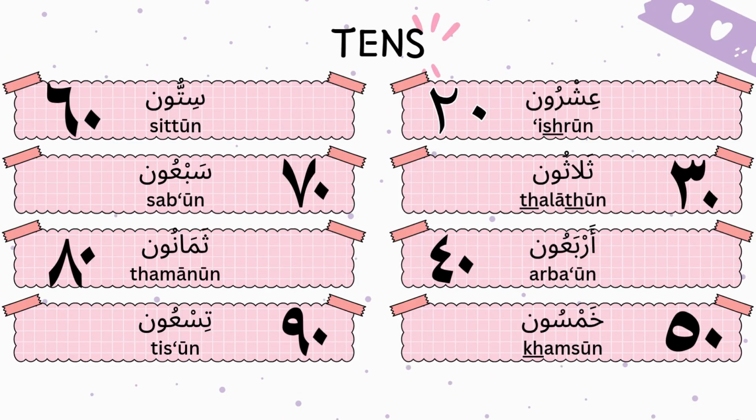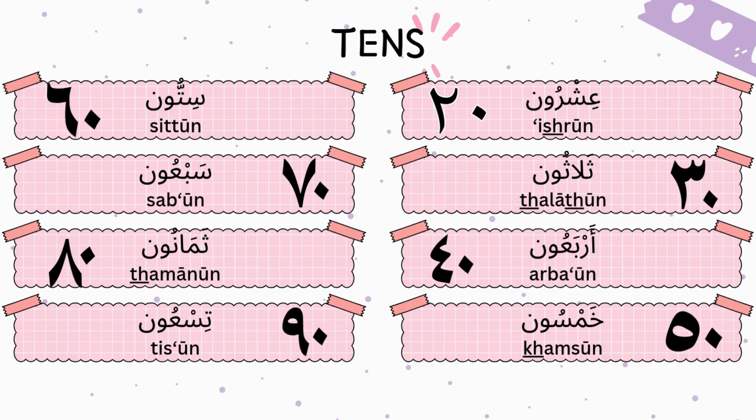Let's move to the tens. Listen carefully. How do we say these numbers? عشرون، ثلاثون، أربعون، خمسون، ستون، سبعون، ثمانون، تسعون. Do you notice something?